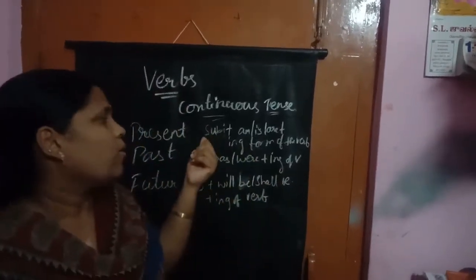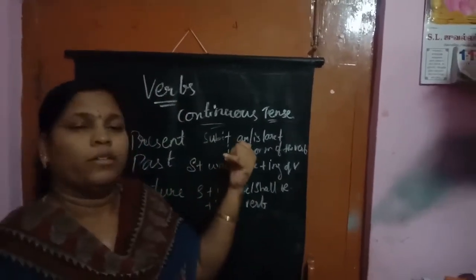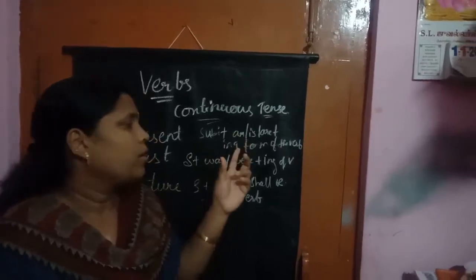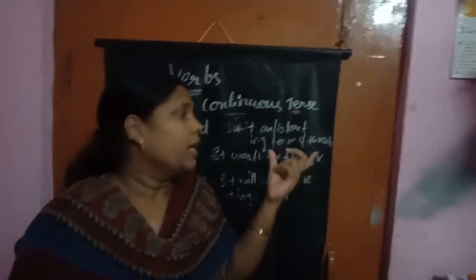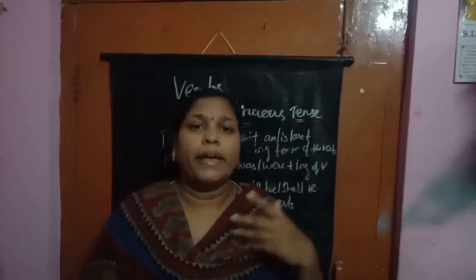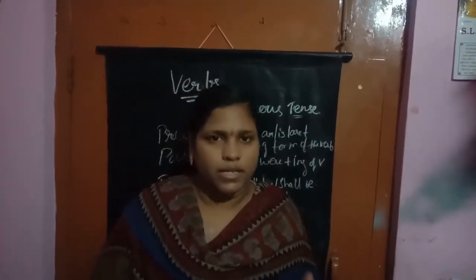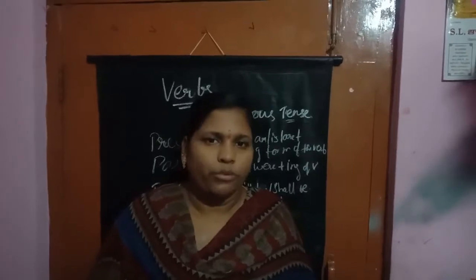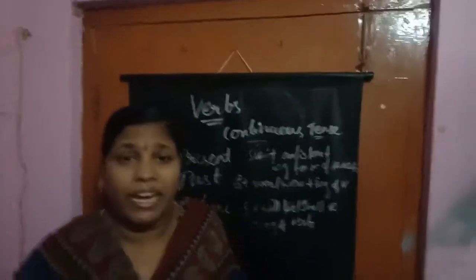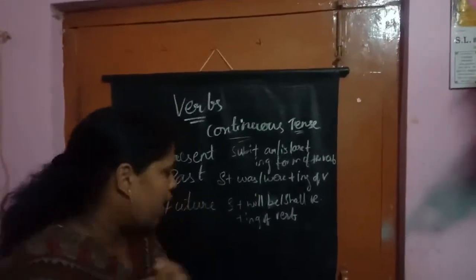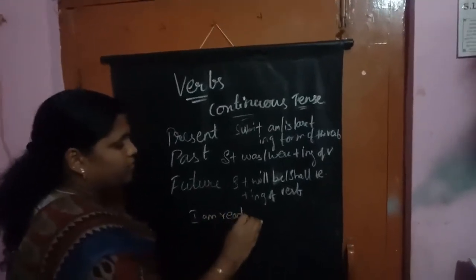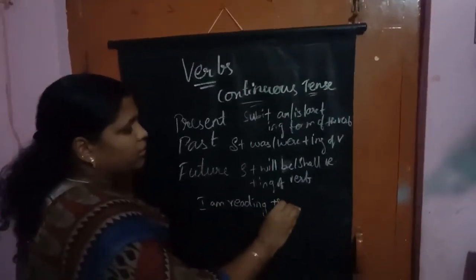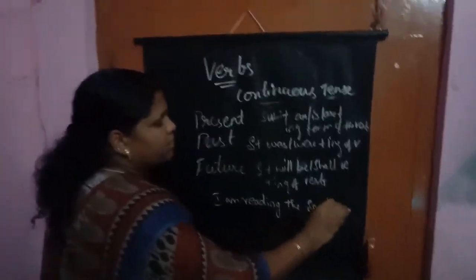Excellent. See here. Now, subject I, auxiliary verb am. Here, explaining, the ing form of the verb. I am explaining the lesson. Understood, children? We'll see some more examples. I am reading the sentence.